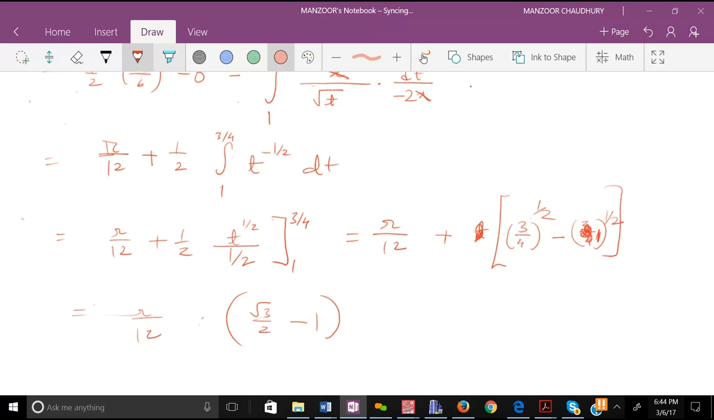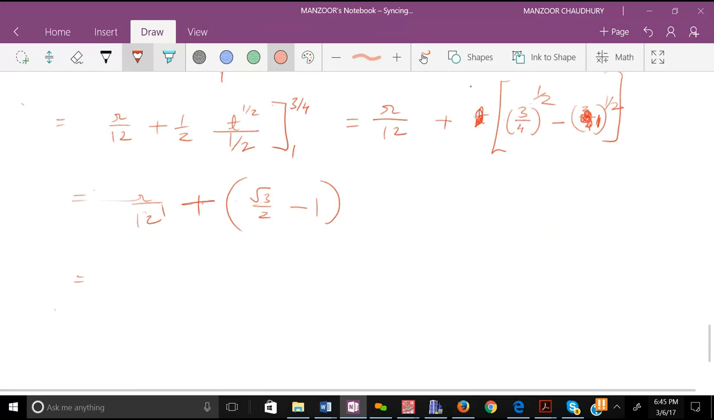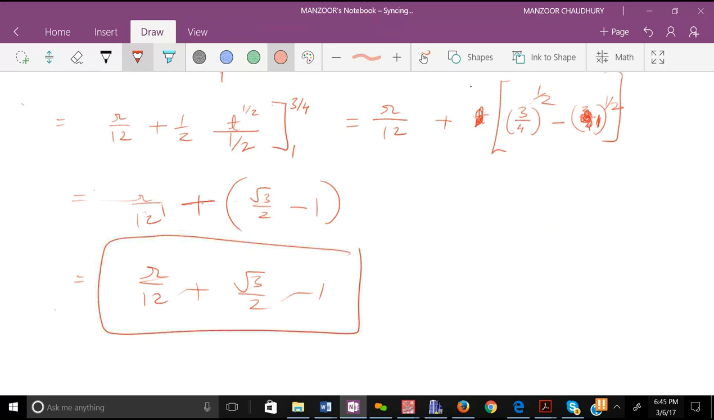Okay, yeah, that's perfect. That should be the answer. That should be a plus, right? Like this, yeah. So that's it. That should be the answer. It should be pi over 12 plus root 3 over 2 minus 1. Cool. Okay. That was a long one.